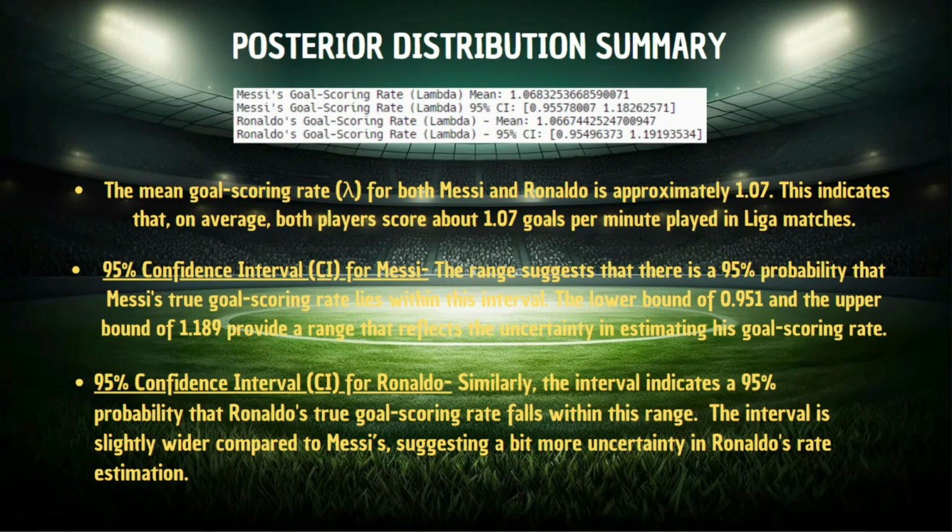However, the overlapping confidence intervals mean that distinguishing between Messi's and Ronaldo's scoring rates based on the analysis alone is challenging. The model indicates that both players have similarly high goal scoring rates with substantial overlap in their performance range.